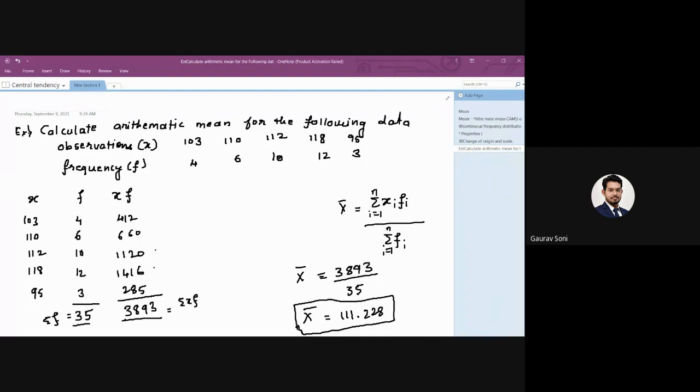Right? So we'll solve one or two more examples on this in the next lecture. Right now I'll stop here. If you have any difficulty, you can ask.